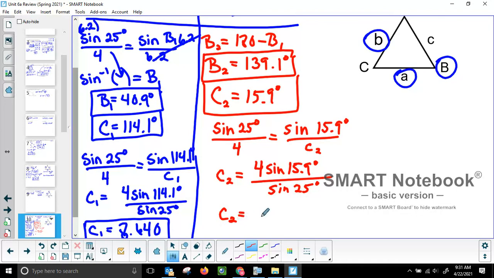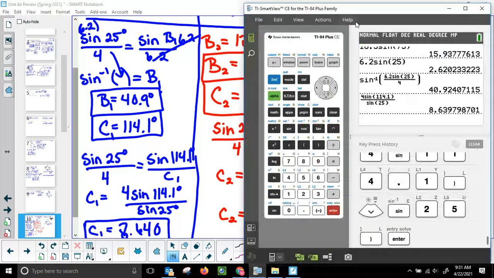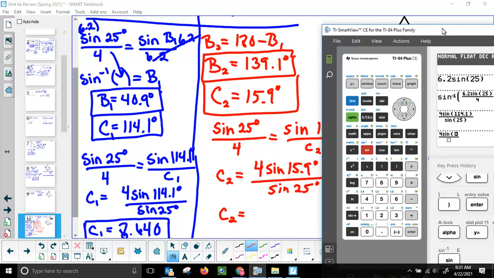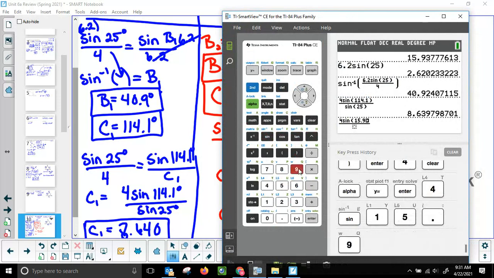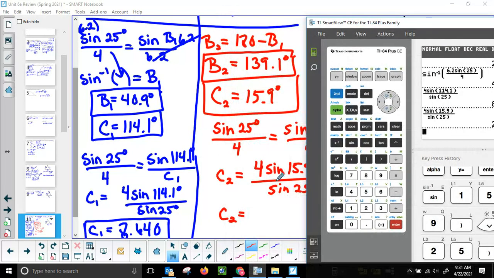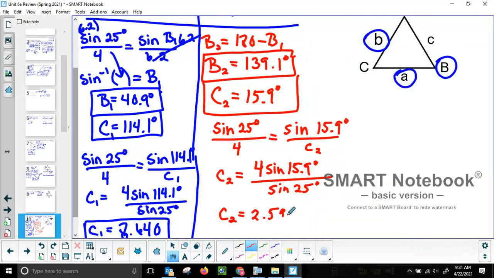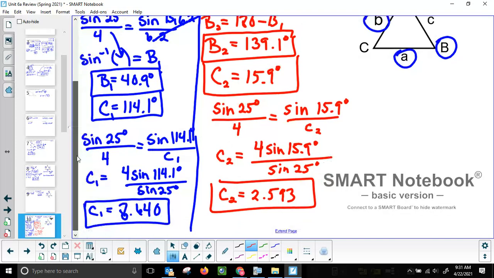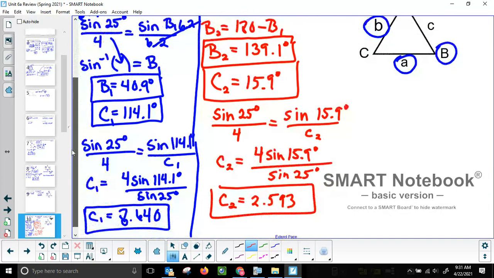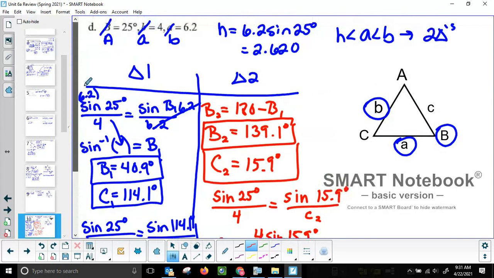So we plug that into our handy-dandy calculator. All right, so this is 4 times the sine of 15.9 divided by the sine of 25, and we get 2.593. And we're done. We found both triangles. So that's the worst case, right? We don't want to have to find two. We'll see. Maybe I'll be nice and not put one of those on the test.